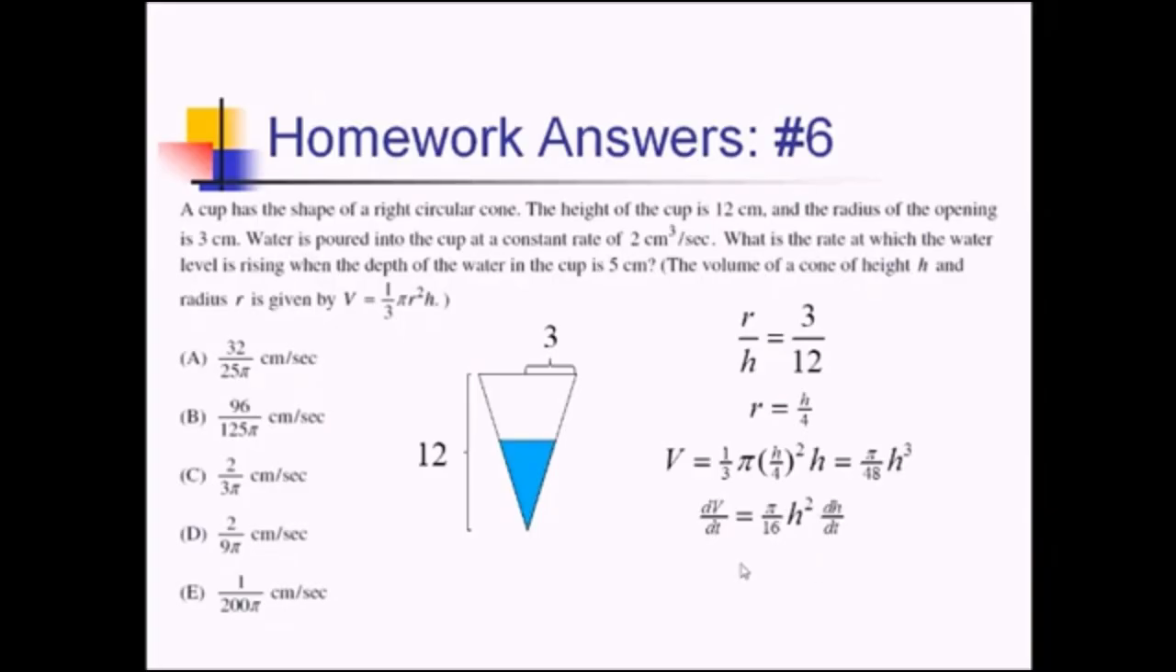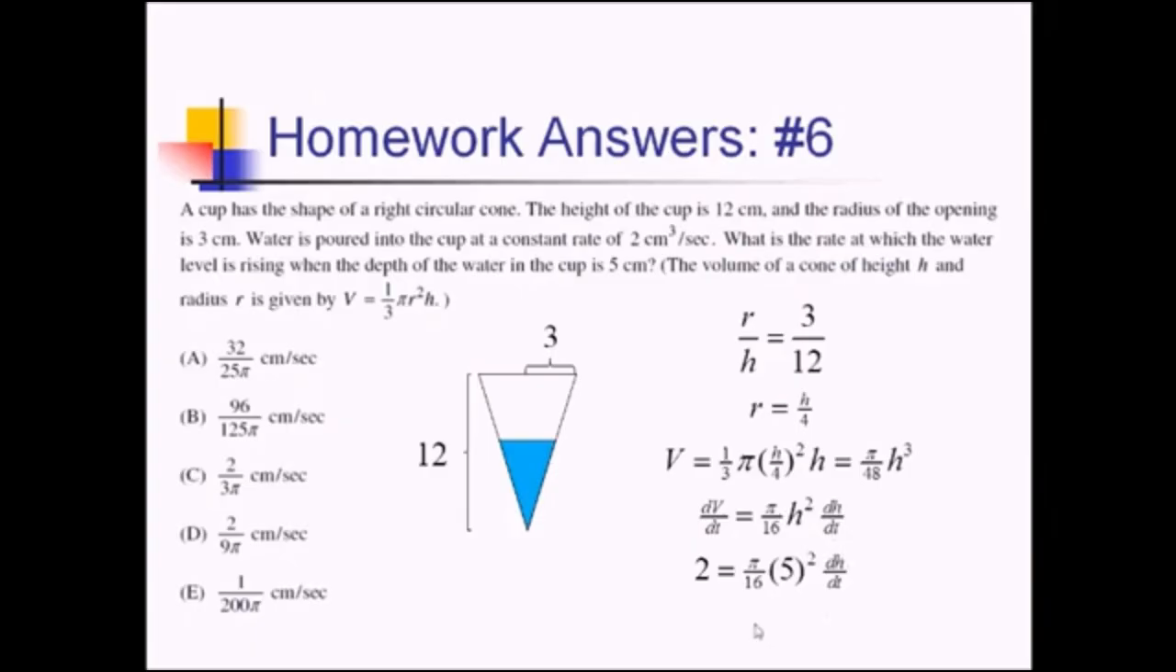At this point, let me plug in all the information they gave me. dV over dt, we know that that's 2. That's the rate of change of the volume. And then we know that h, they told us that the cup had a water level of 5 centimeters. So plug in those things. Let's see if I can solve now for dh over dt.